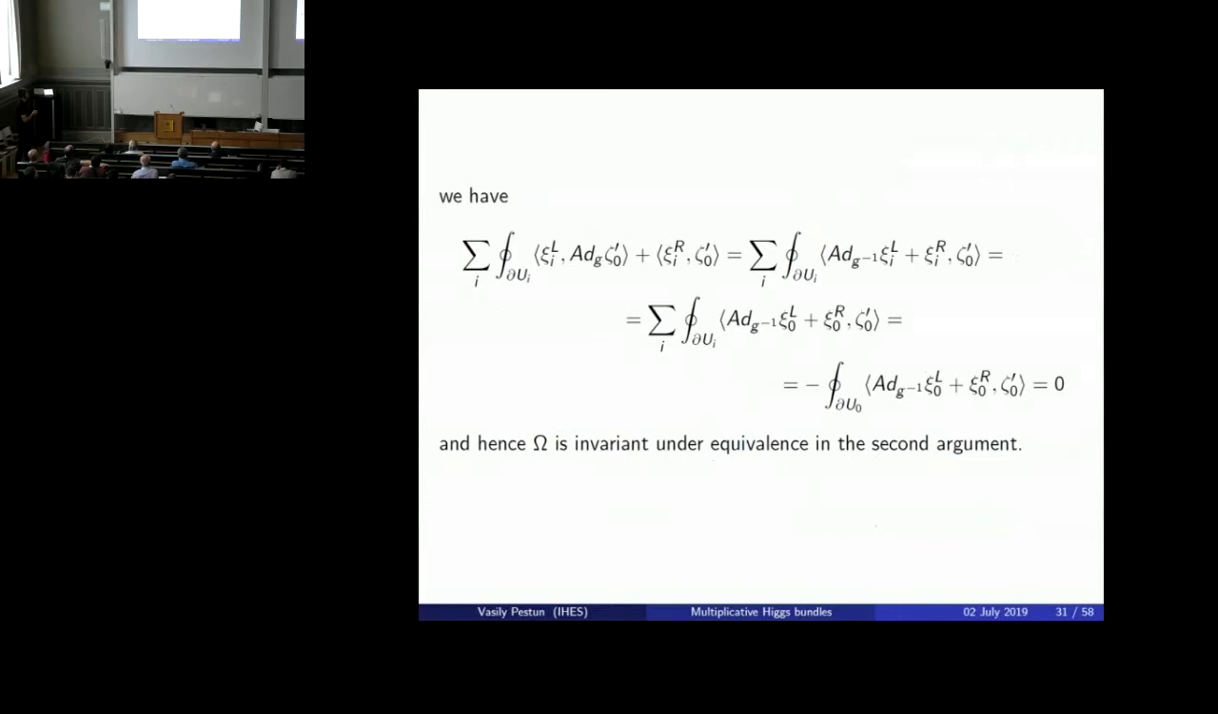And you see here that the deformation, in fact, goes to 0, because using the equivalence, one can transform the variations in i's frames to the variations in the zero's frame away from the disks, and by deformation of the contour integral, the contour integral comes to be equal to 0. So omega is invariant under the equivalence in the second argument.